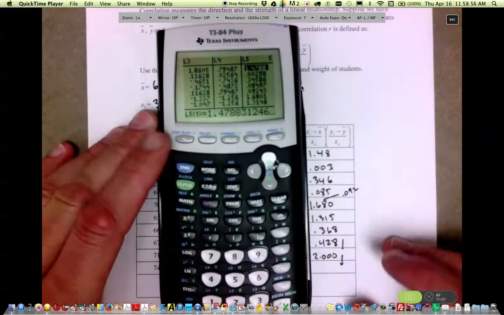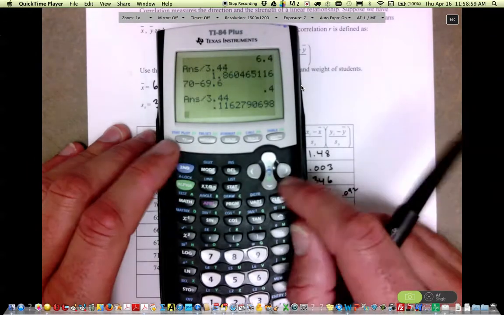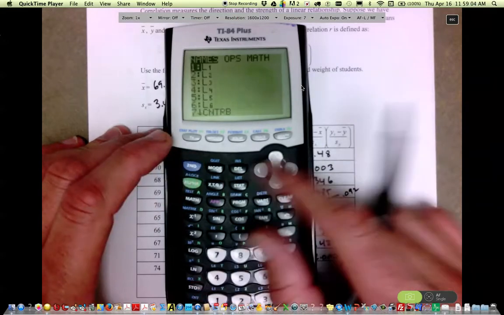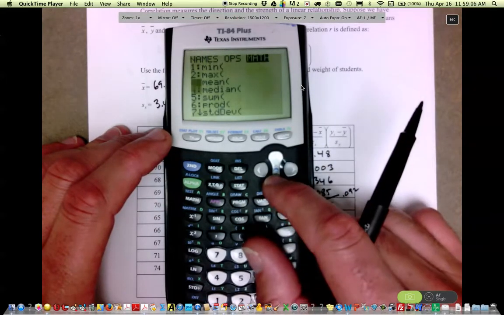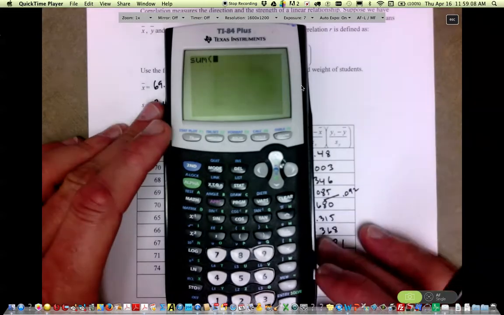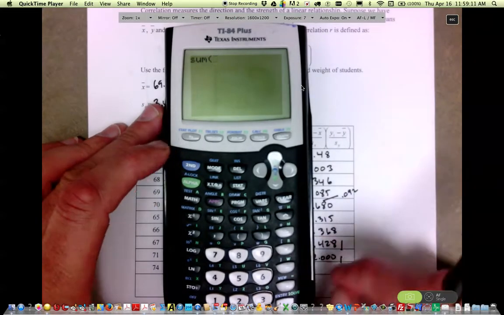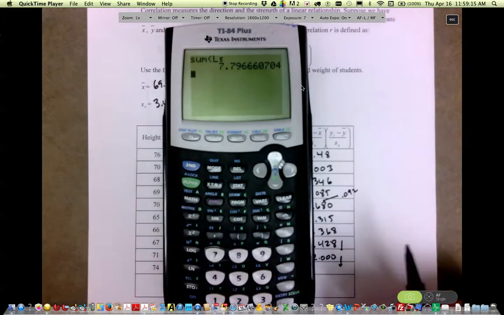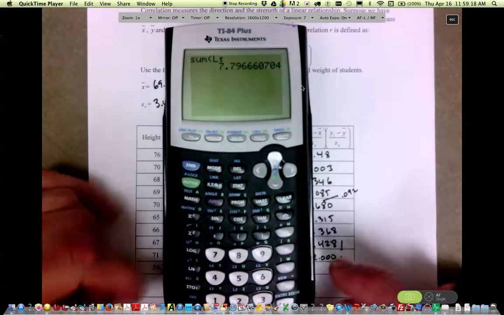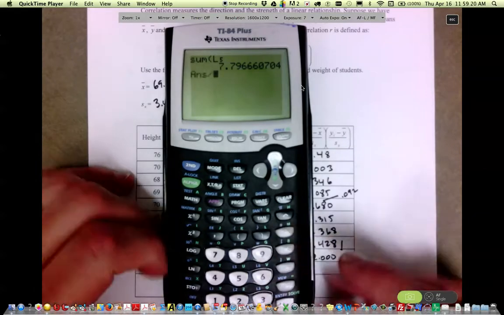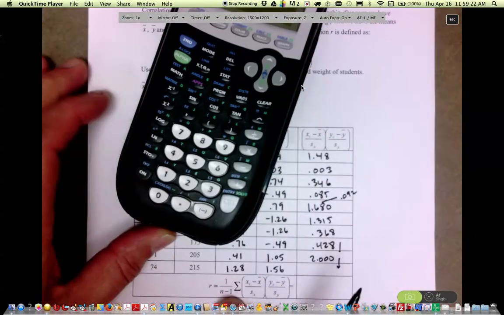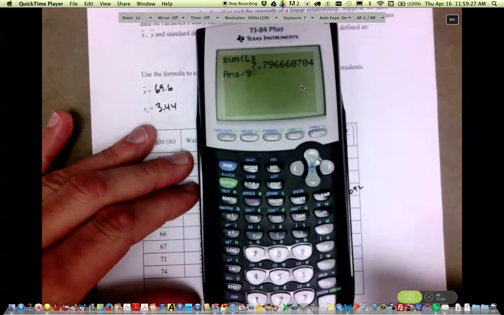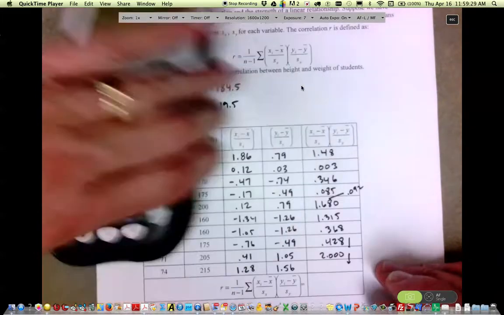To find the sum of this list, I can get out of here, hit second quit, and then second stat math, and there's a sum command here. I want to find the sum, and all those numbers were in list 5. So we get 7.796. And then I'm going to divide that by 9, and I get 0.866.